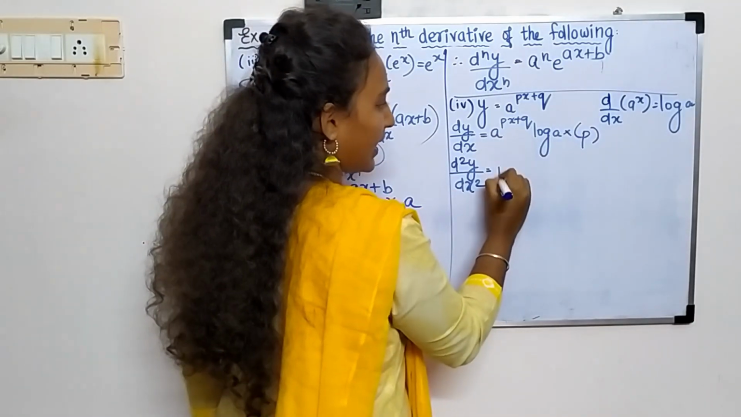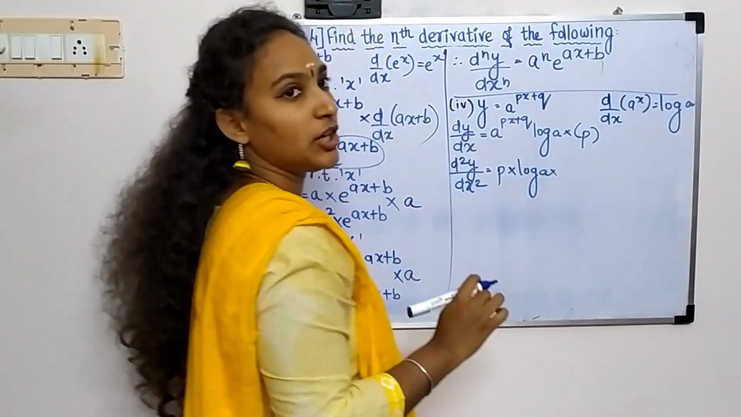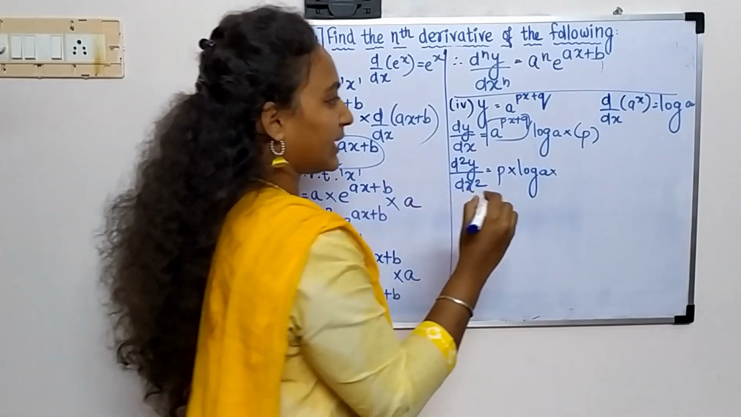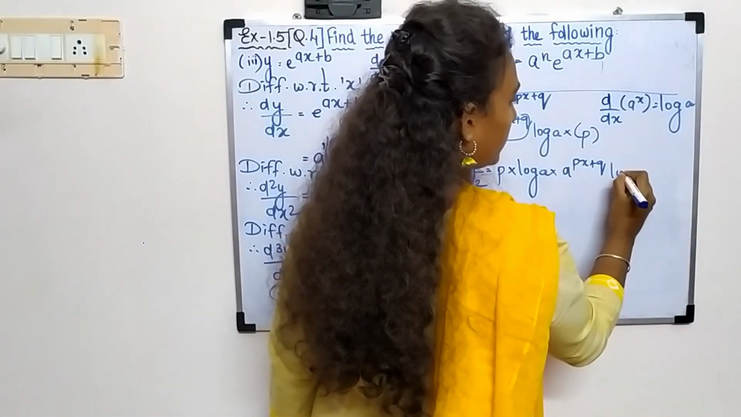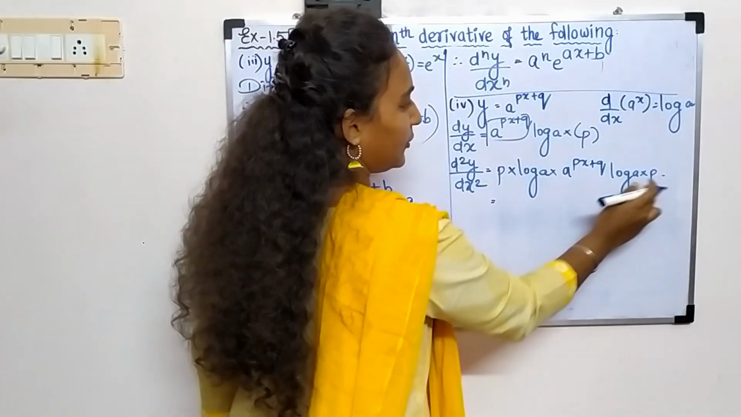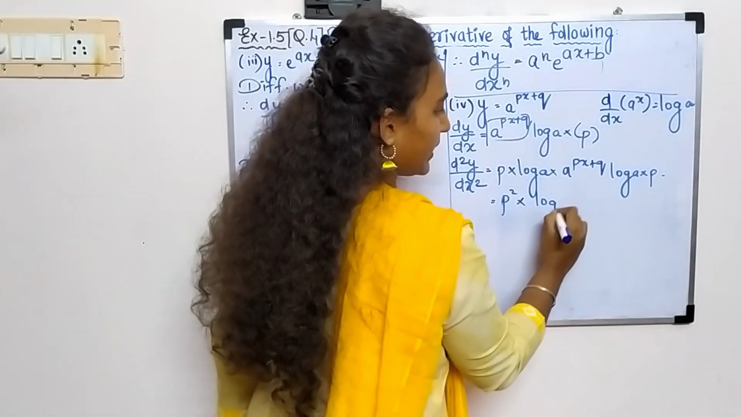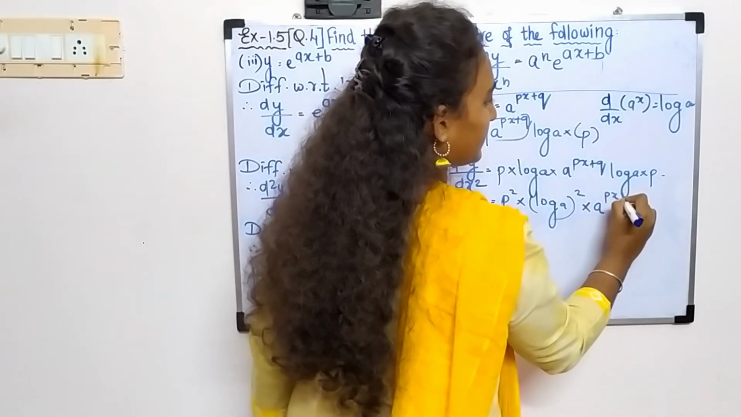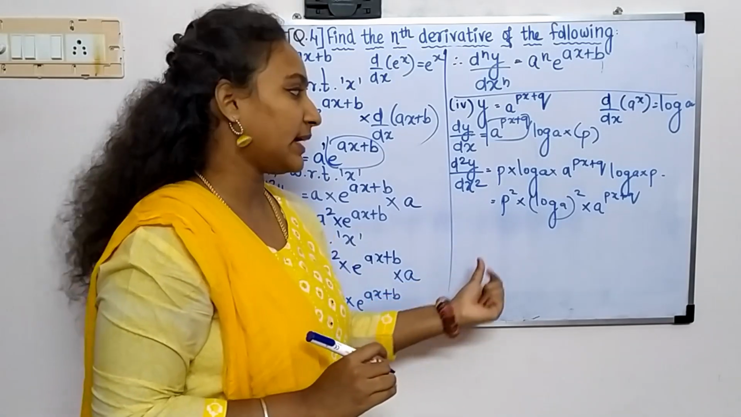See p and log a as it is. Derivative of a raised to px plus q will be again the same. A raised to px plus q log a into p. This is equal to p into p square, log a into log a the whole square, and this is a raised to px plus q. Okay. Now calculate d cube y upon dx cube.